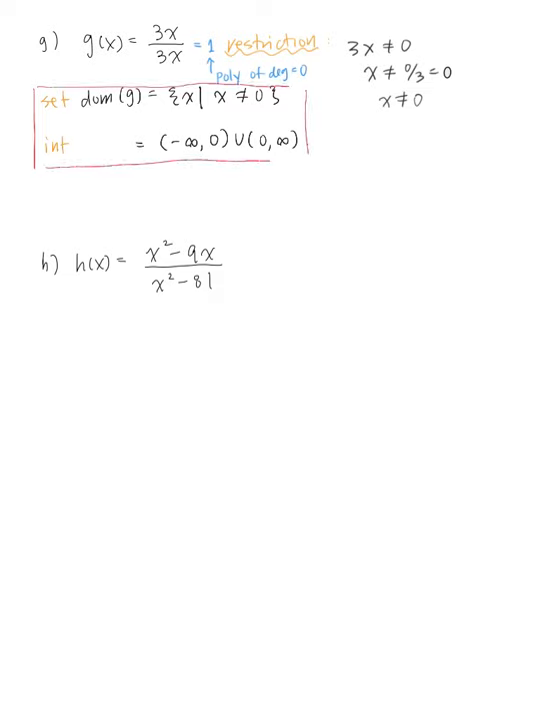All right, and this is the reason why I decided to do 2 more examples, not just 1. So now let's look at h of x. Part h, which is h of x equals x squared minus 9x over x squared minus 81. Now, why don't you try this problem on your own? So please pause the video right now and try it.